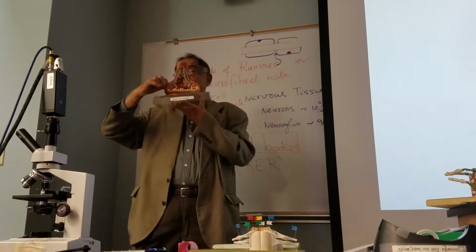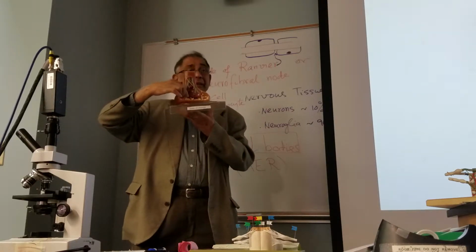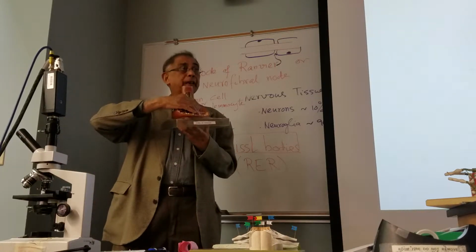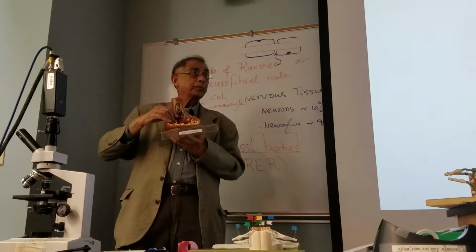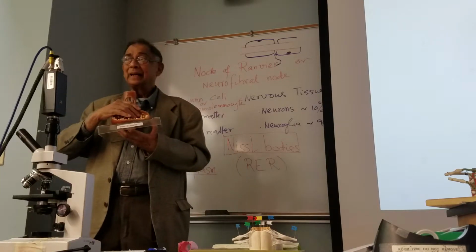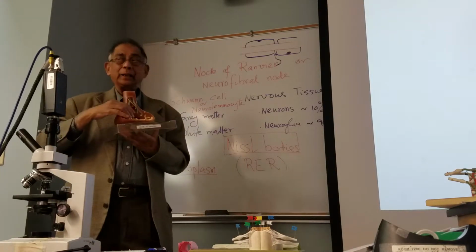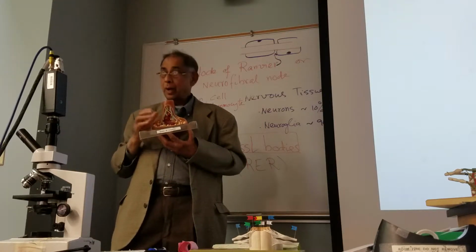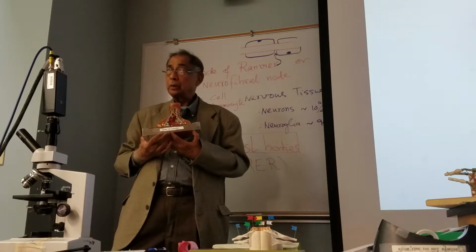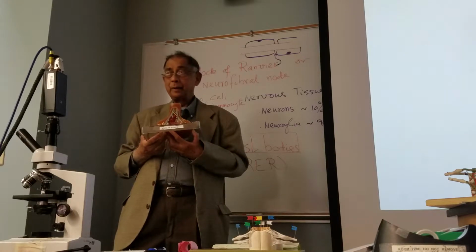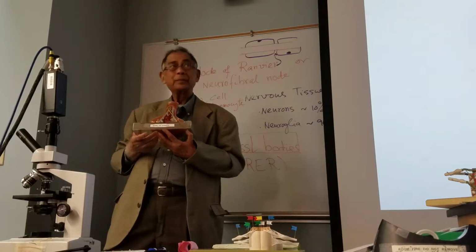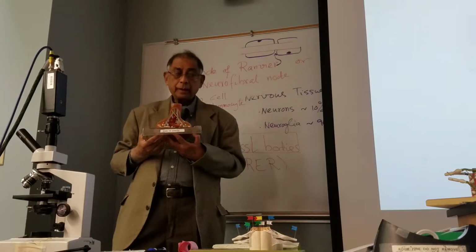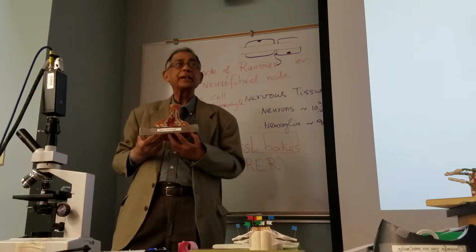You can see these beads here. These are the synaptic vesicles. These synaptic vesicles contain what? Neurotransmitter molecules. Do you have an example of a neurotransmitter molecule? Gamma aminobutyric acid. Yeah, gamma aminobutyric acid.